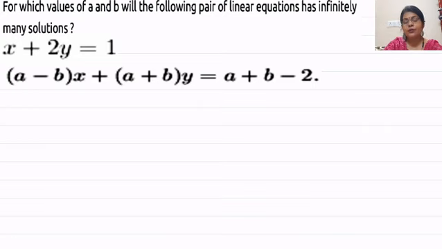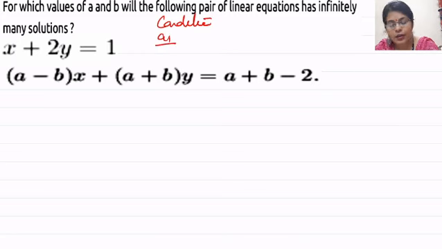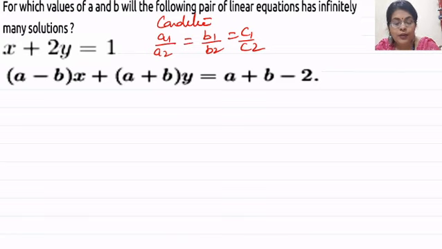This is also the same question of infinitely many solutions, but here the question is a little bit big, or you can say sometimes children get scared of such types of questions and they don't want to do them. So I just want to tell you that this is very easy. First of all, what is the condition? A1 upon A2 is equal to B1 upon B2 is equal to C1 upon C2, and we have to bring the equation in the form ax plus by plus c equal to 0.